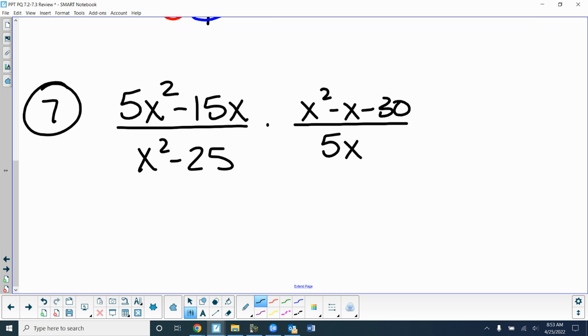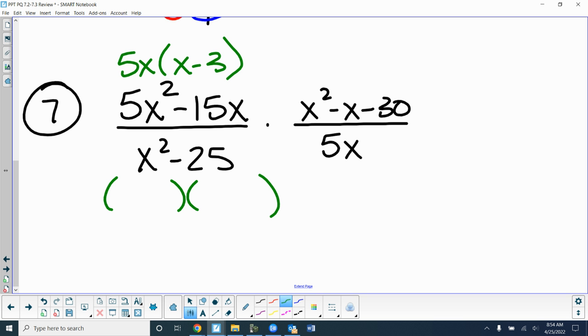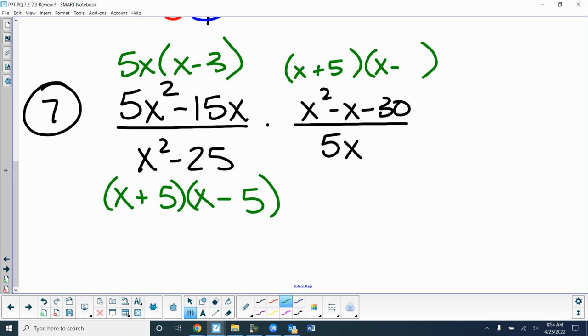All right, so I'm going to factor a 5x out of this, and I get x minus 3. It's got a GCF. That's always what we look for first in a factoring problem, right? The first denominator is a difference of squares, so we make 2 sets of parentheses, square root of x squared, square root of 25, one's plus, one's minus. This one, what are the factors of negative 30 that add up to negative 1? Positive 5 and a negative 6.